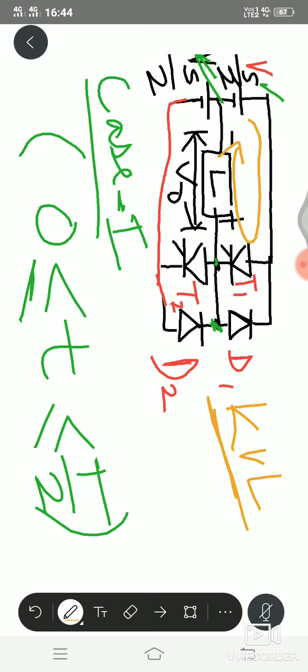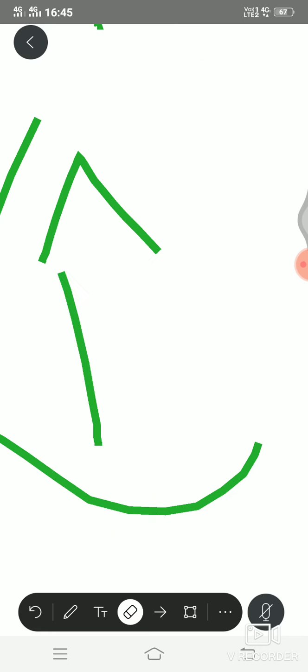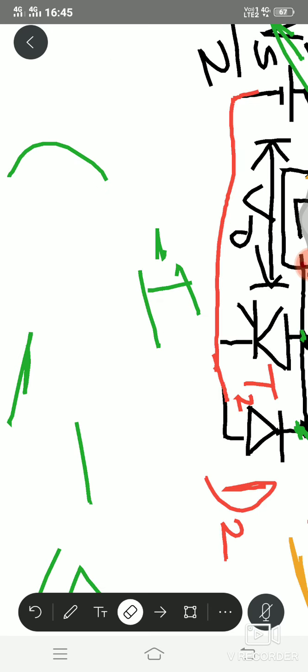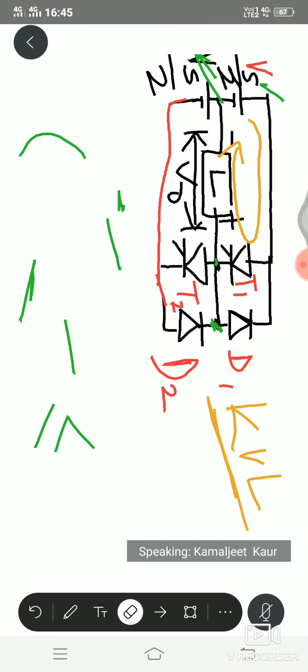T2 is in off condition. Forget about D1 and D2 now. So the active circuit is this. Tell me V naught, what will be the value of V naught at this time? VT1 is almost 0, minimum, because it is in on condition. Tell me V naught. Anyone? Minus Vs by 2? No, it is Vs by 2. Check the sign polarities.